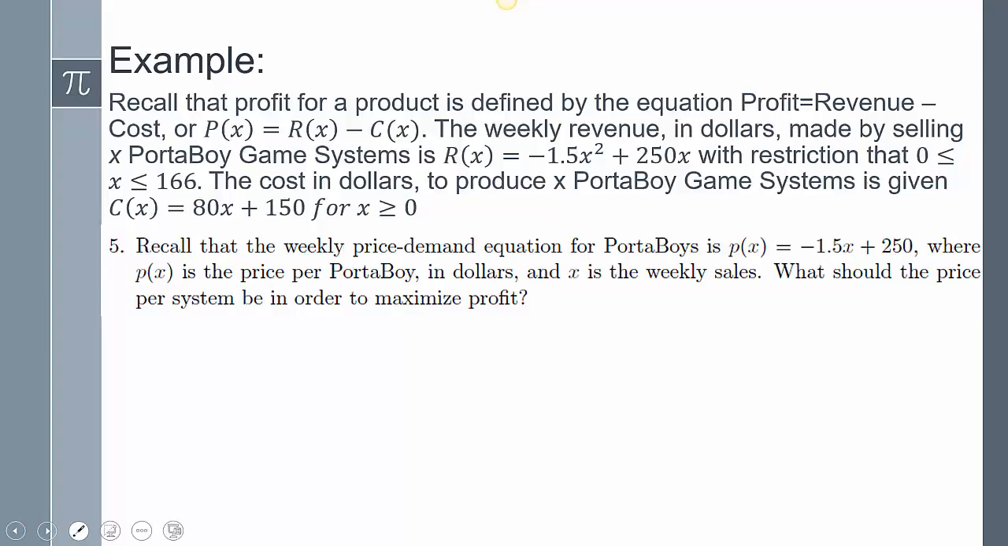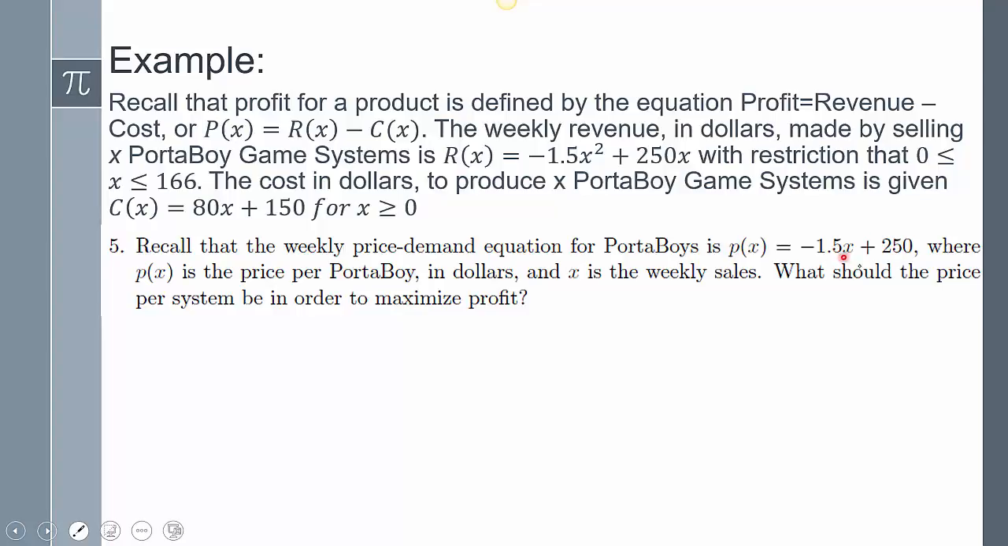Then number 5, it says recall that the weekly price demand equation for Portaboys is P of x equals negative 1.5x plus 250, where P of x is the price per Portaboy in dollars and x is the weekly sales. What should the price per system be in order to maximize profit? So this is my price demand function, which means that's the price that I should sell to get that expected demand. If I want a certain demand, plug that value in, and this is the price that I should sell it for.